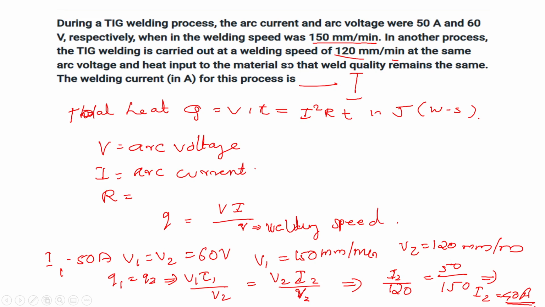So you have to calculate the weld current. What things are given? Welding speed of the two cases is given, and the arc voltage is the same for the system, and heat input to the material is also the same. So now you have to only think about the heat input per unit length. That is equal, as given in the question. So you equate the heat input per unit length for both, and you have to find the value of I2 from that. So you will get the value of I2 after solving, 40 ampere.